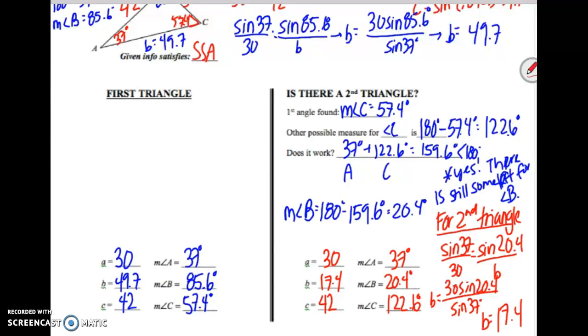On the quiz and on the test, there will be an ambiguous case where you will need to solve the triangle two different ways. There will be a second triangle, so please get used to determining when there would be a second triangle and also how to find the side lengths and angle measures of that second triangle.